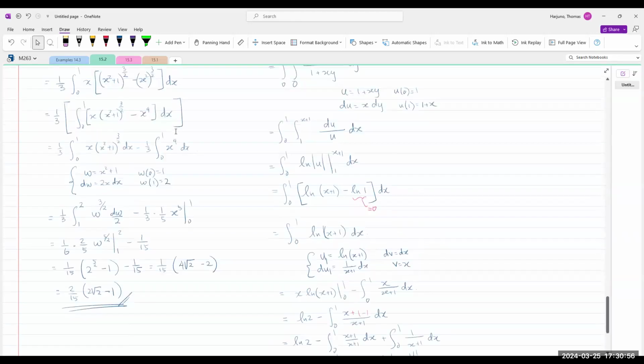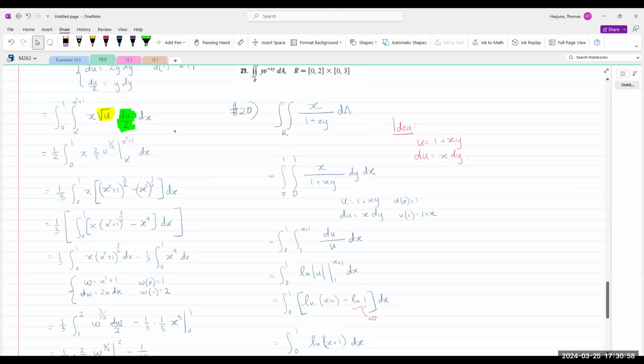Notice that if we choose another ordering, if you try to integrate from 0 to 1, 0 to 1 of x over 1 plus xy dx dy, I don't think this is doable. Not that I know. The first step is not doable. I cannot think of a way to integrate that.